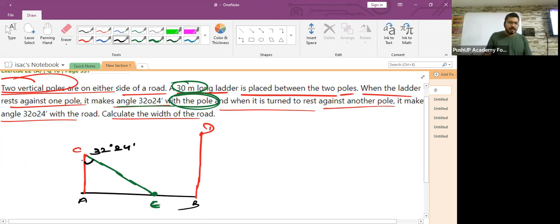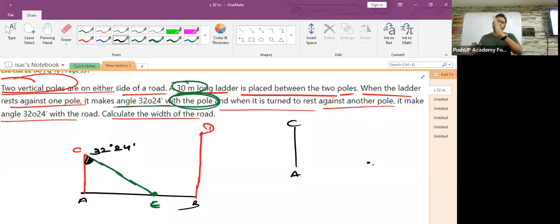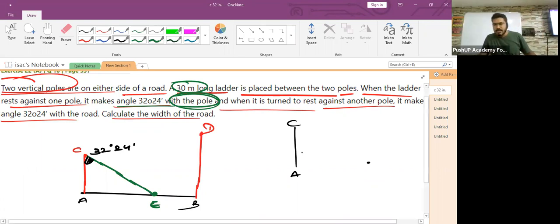Can I name this particular angle as 32 degree and 24 minutes? Children, imagine this is the vertical pole, the first one, CA. And somewhere over here is the point where the ladder is placed. Now, what is scenario number one? You have to place the ladder so that it rests on the first vertical pole. So this was the ladder. Okay, here is the ladder which is resting on this first vertical pole.